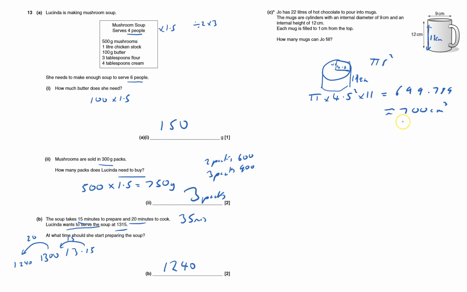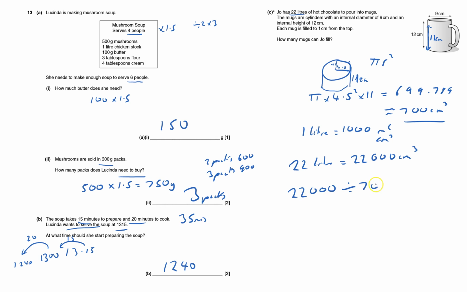And so that's what it's got in each one. And we've got 22 litres. I know that 1 litre is 1,000 millilitres or 1,000 centimetres cubed. So 22 litres equals 22,000 centimetres cubed. And I want to know how many 700s fit into that. So I need to do 22,000 divide by 700.